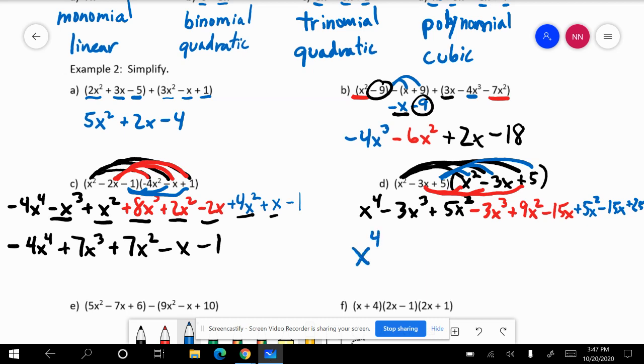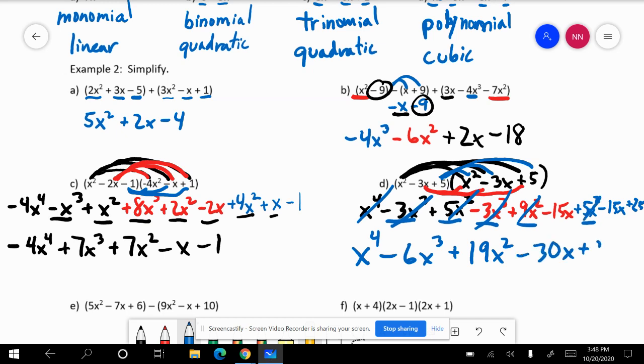I have the x to the 4th. Sometimes it's nice to cross them out, makes it easier to see. Then I have my negative 6x cubed. For the squareds, I have 5, 9, and 5, so that would be 19x squared. And then negative 30x plus 25.